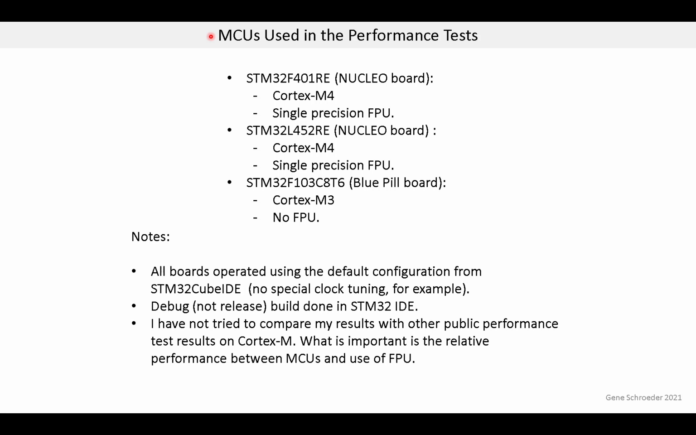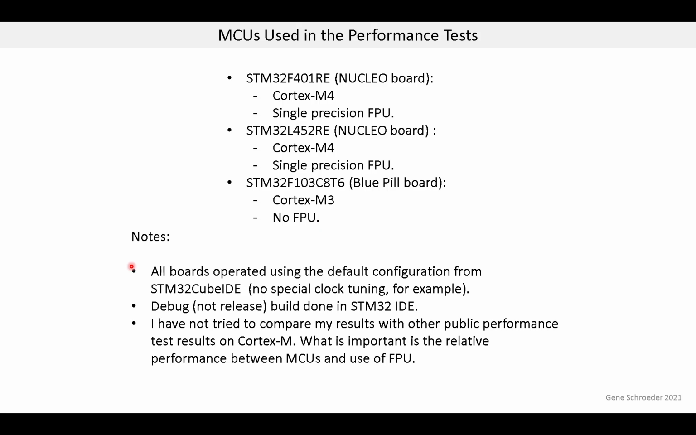So here are the MCUs I used in the performance testing. There were 3 of them. 2 of them were Cortex-M4s, an F401 and an L452. They both happen to be Nucleo boards. That shouldn't matter. And they both have single precision FPUs. And then I have this F103, which is a so-called blue pill board. It's definitely the least powerful of these because it has an M3 processor in it, and it has no FPU.